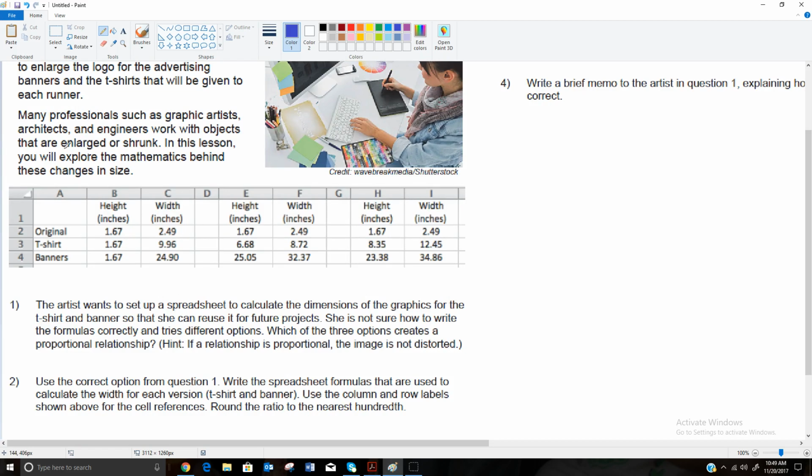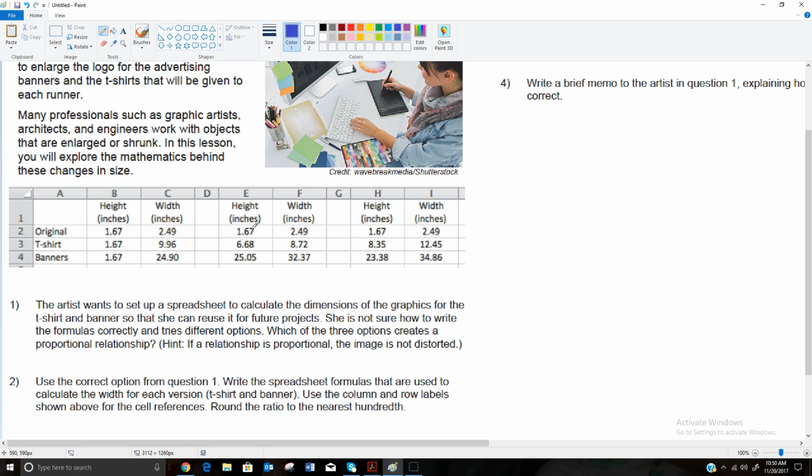So it says that the artist wants to set up a spreadsheet to calculate the dimensions so that she can reuse it for future projects. It's funny because up here it was a he and now it's a she. But anyway, she's not sure how to write the formulas correctly and tries different options. Which one of the three options creates a proportional relationship? So if you look at this, this is set up kind of oddly, but across the top these are all the same, 1.67, 2.49, 1.67, 2.49. So we're trying to figure out whether this one is correct, this one is correct, and this one is correct, going from the original to the t-shirt and then to the banner.